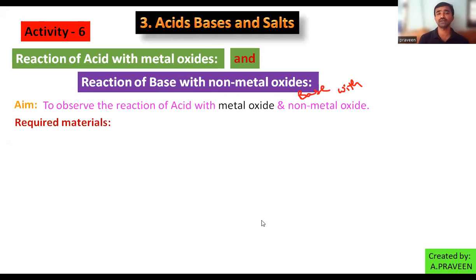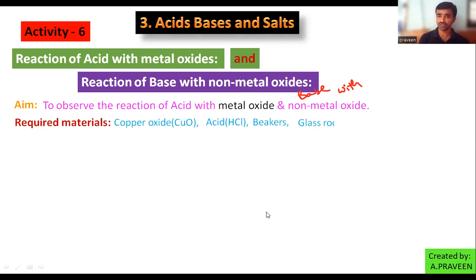What materials are required here? Simply, you require a base, a metal oxide, that is copper oxide. Next, you require an acid to observe the reaction of acid with metal oxide. Copper oxide and acid are selected. Next, beakers and a glass rod are required, because you need to stir it.